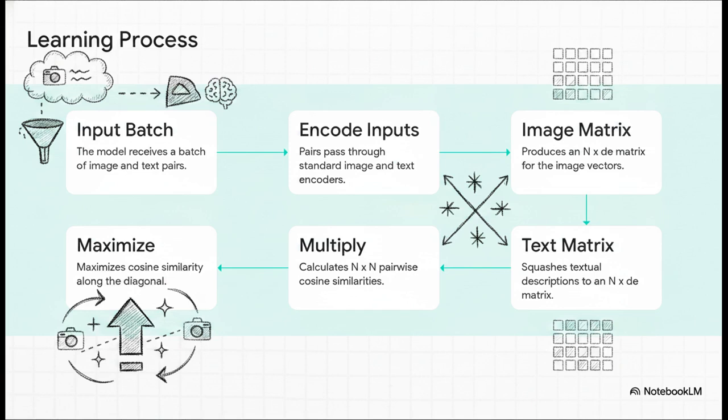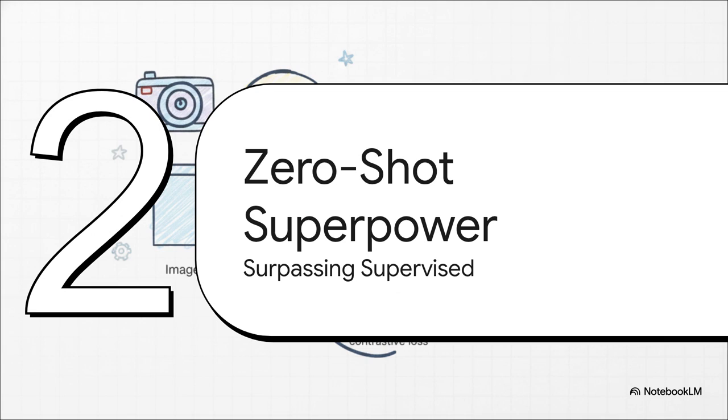In Step 3, the image encoder computes visual vectors, while in Step 4, the text encoder squashes textual descriptions into text embeddings. This forms 2 distinct matrices. For Step 5, it multiplies these matrices together to get the n-by-n pairwise cosine similarities. And finally, Step 6, it maximizes the similarity right along that diagonal center line. It's literally just rewarding the AI for finding the perfect text-image pair in both directions, image to text and text to image.